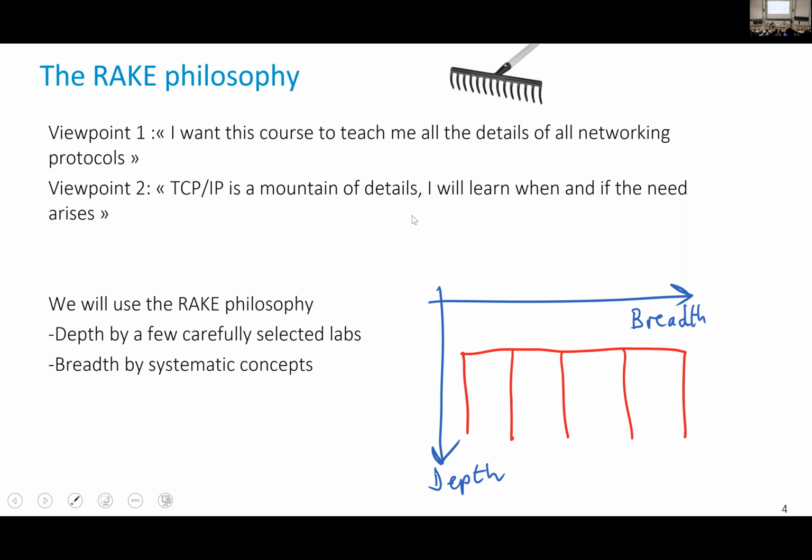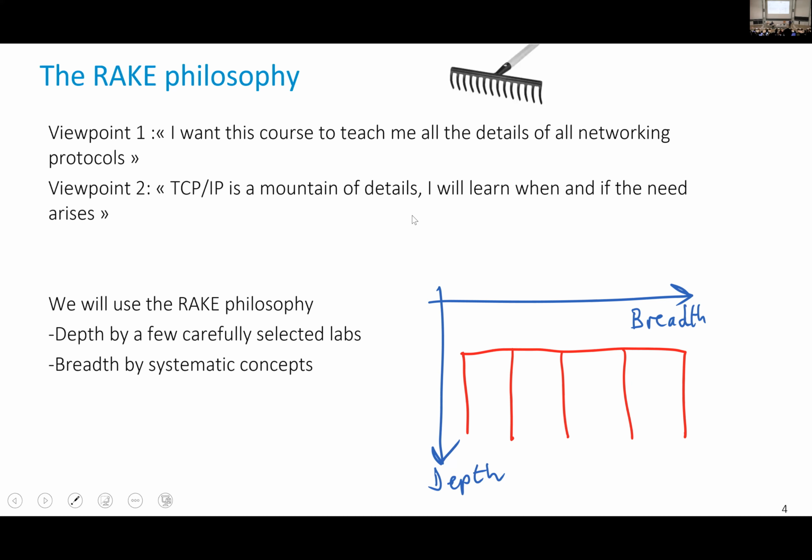To address this point, it is classical in this field to use what we call the rake approach. A rake is a tool that you use when gardening that is both wide, it has some breadth to handle a large surface, and it goes deep, but it goes deep on selected areas. Right? So that's exactly what we will do. We'll go deep, so we will cover practically all aspects of the computer networking field as it is today.